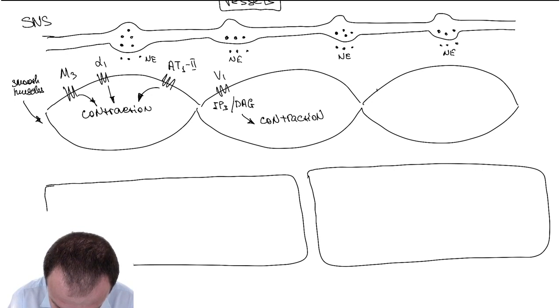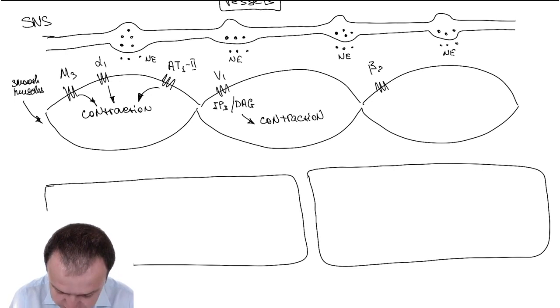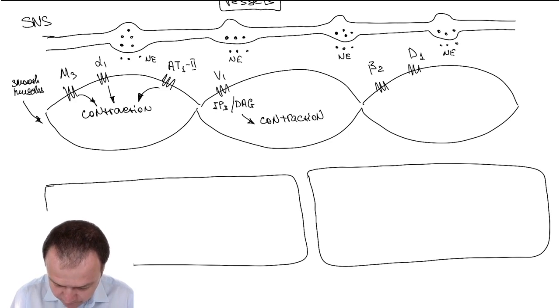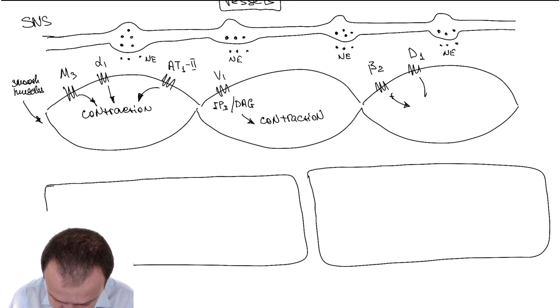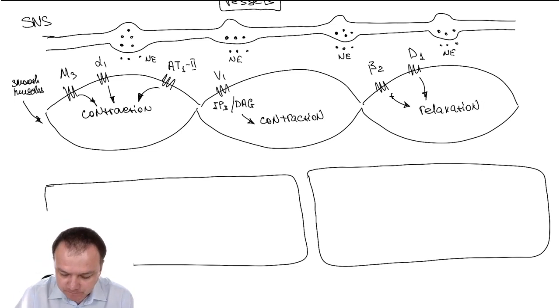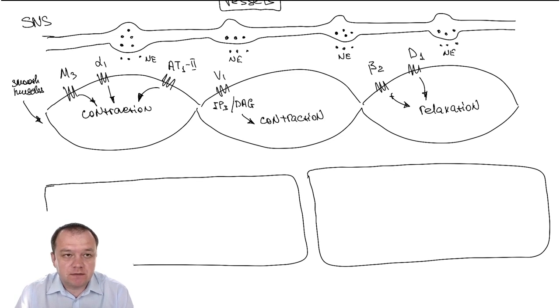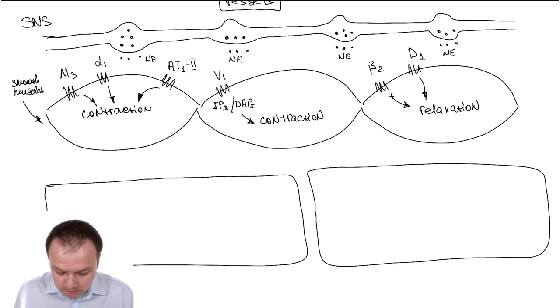But also we have beta 2 receptors and D1 receptors. Stimulation or activation of beta 2 receptors and D1 receptors causes relaxation. A lot of beta 2 adrenergic receptors are present in skeletal muscles, and in case of the fight and flight response, in case of stress, we have a relaxation of skeletal muscle vessels, and more blood is coming to them.